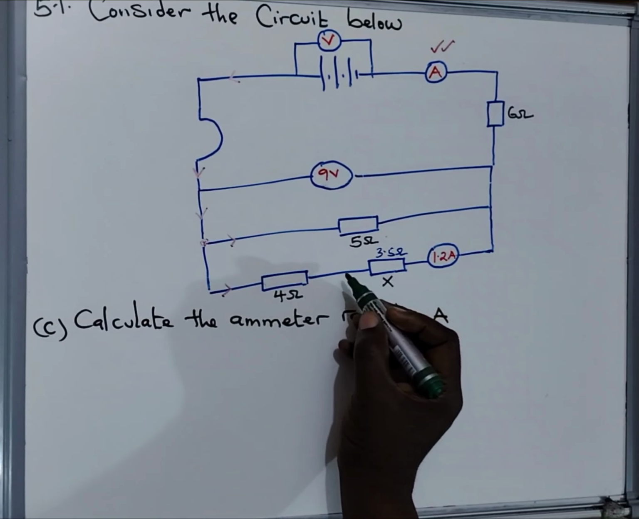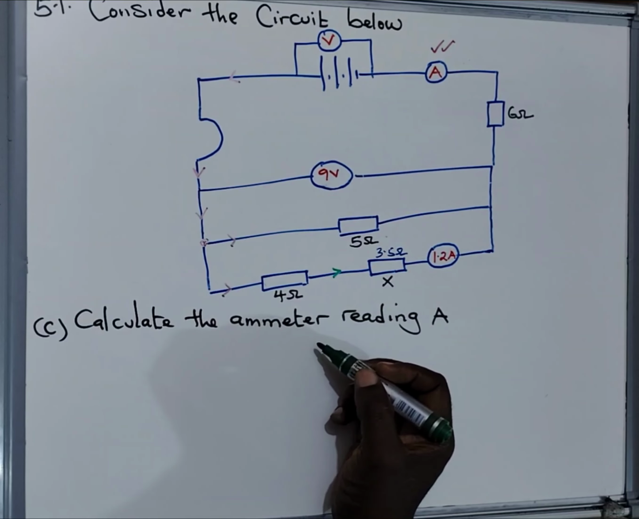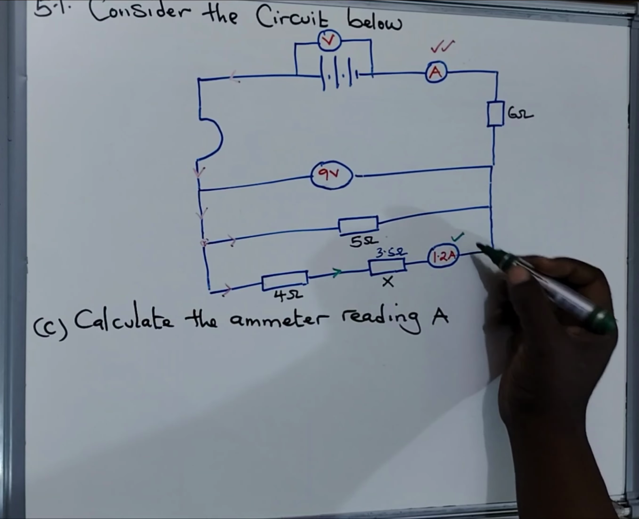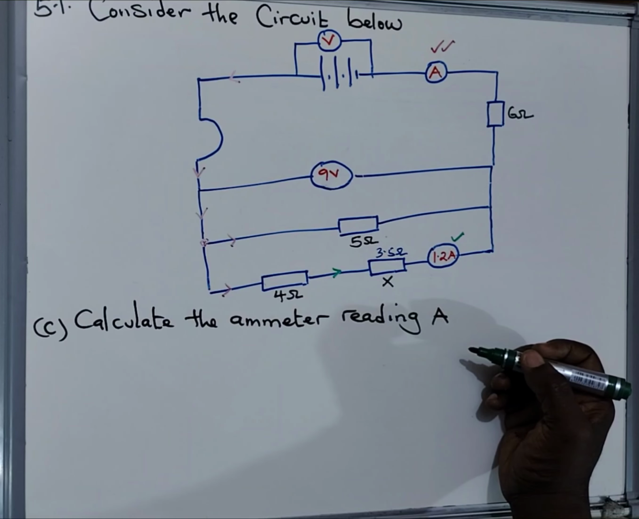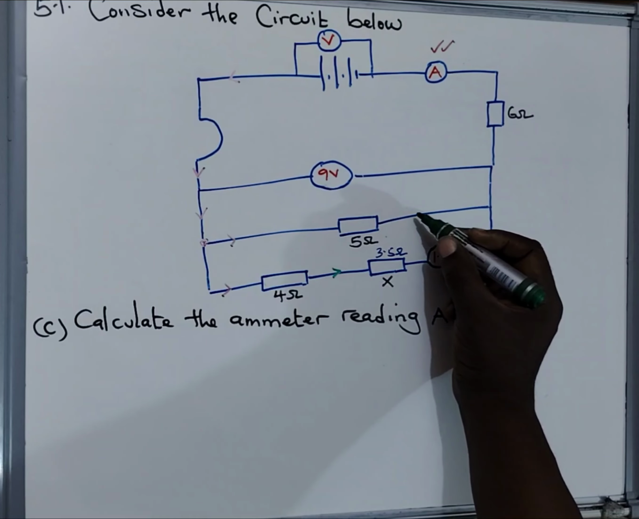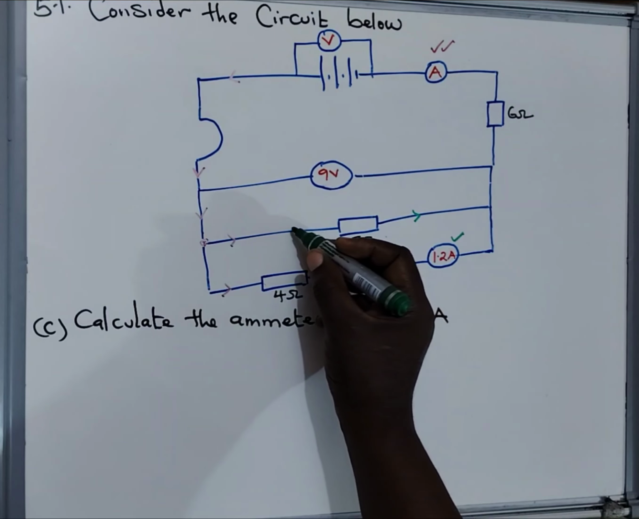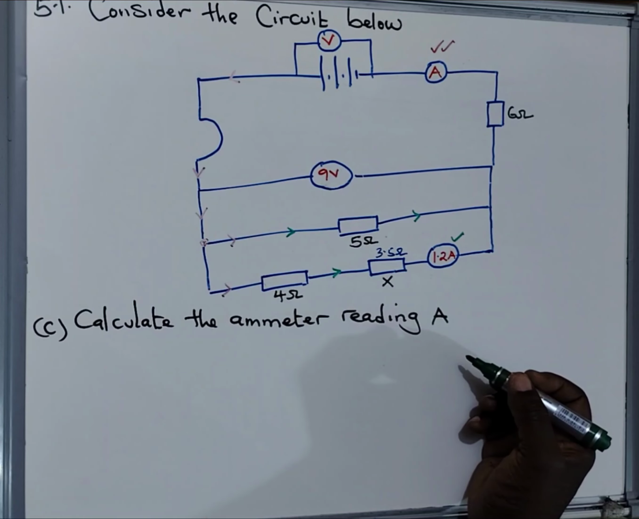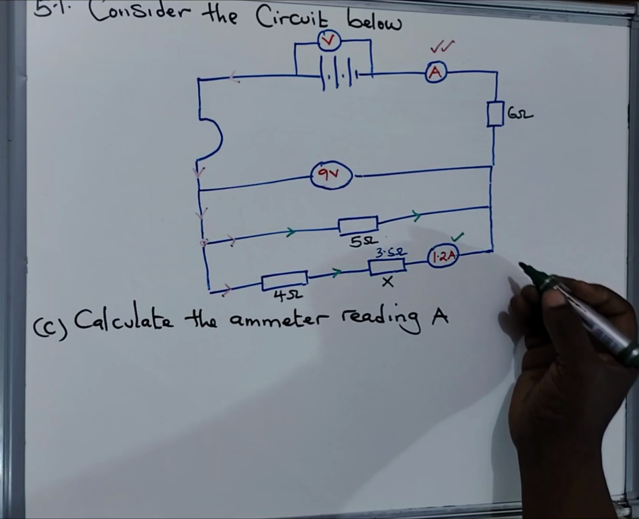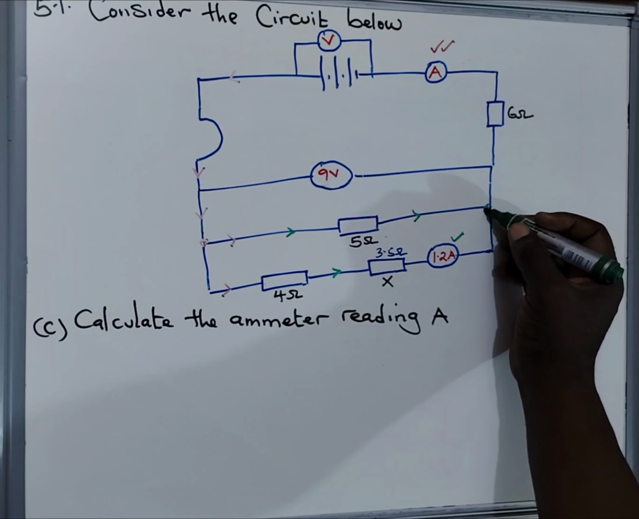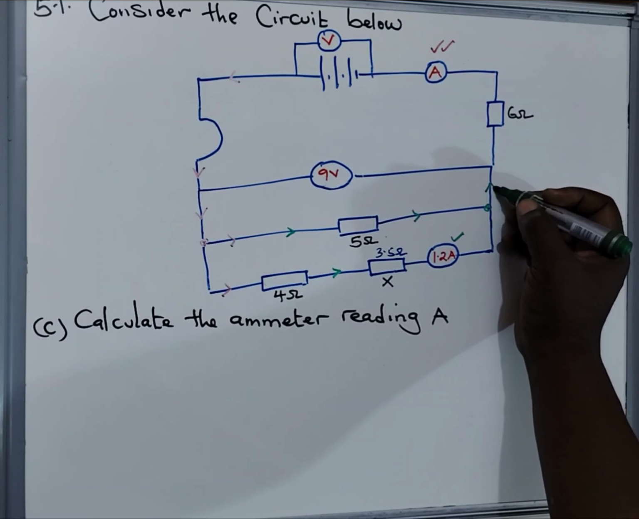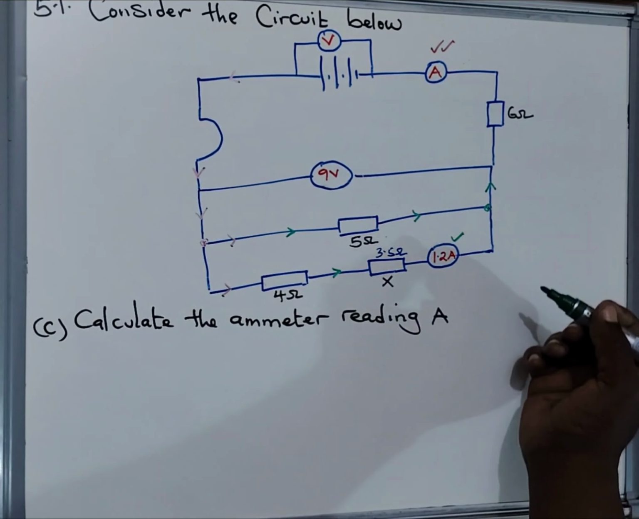Now, the current which passes here is known. It is 1.2 ampere. The current which passes here is calculatable. But we have to know that when this current reaches here, they recombine and pass through.